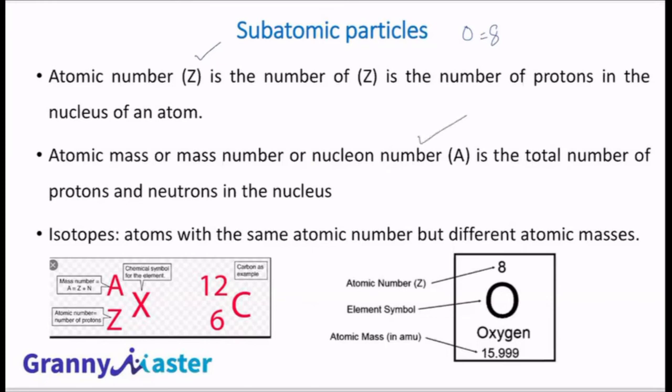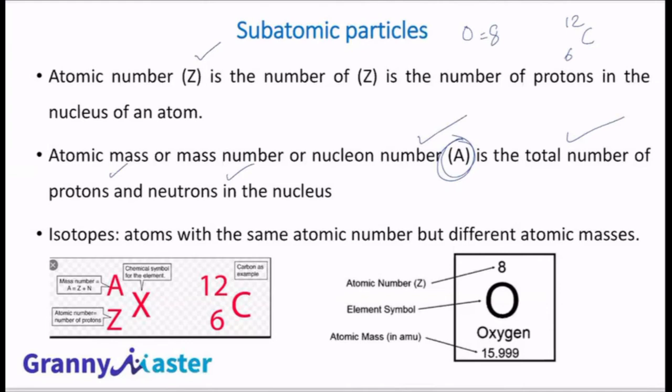Another number is the atomic mass, or mass number, or nucleon number, which is the total number of protons and neutrons in the nucleus. It will be represented using the letter A. For example, carbon-12. The mass number of carbon is 12, and we know that the atomic number of carbon is 6, which indicates that carbon has 6 protons and 6 neutrons in it.